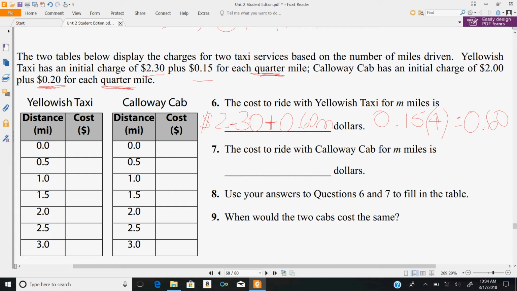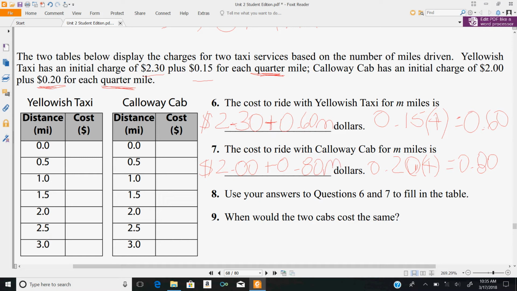Callaway Cab, same idea. You start with your $2. You add 0.2 for each quarter mile, but m is the number of miles. So I take 0.2 times 4, and I find that I pay 0.80 cents per mile. So I have 0.80 m.